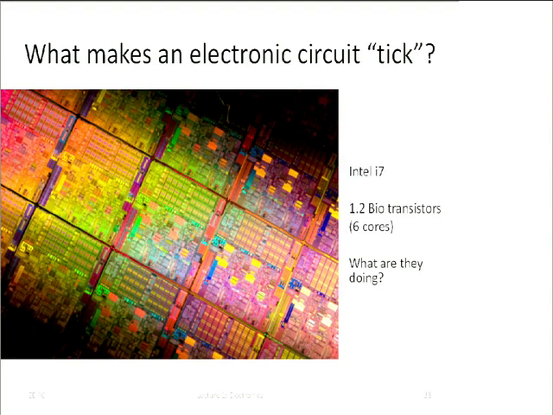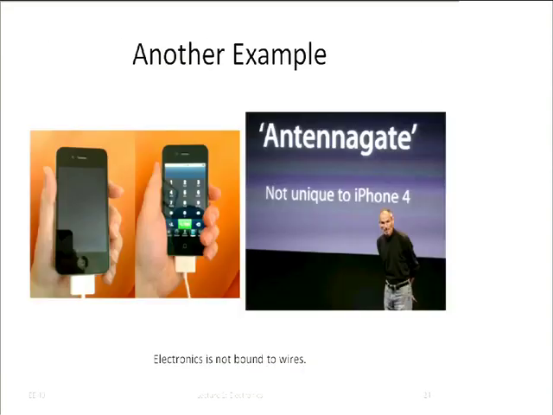Well, here is an example, some kind of an Intel processor, a more recent one, over 1 billion transistors. It has six cores. What are all these transistors doing in there? Okay, so question, right? Well, here is another example, a circuit. So actually, maybe I should say a few more words on this one.